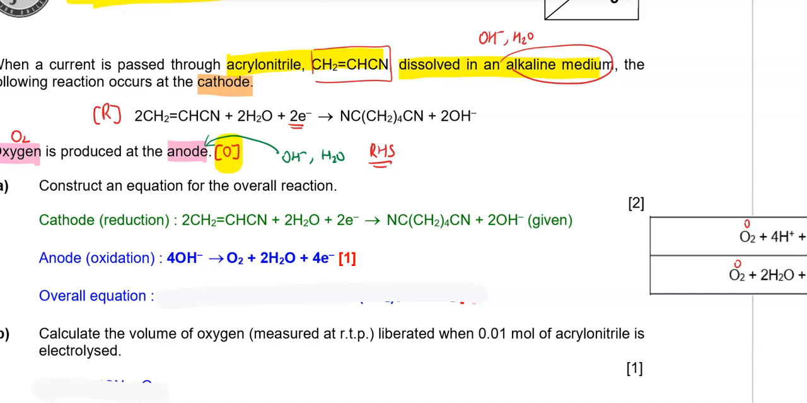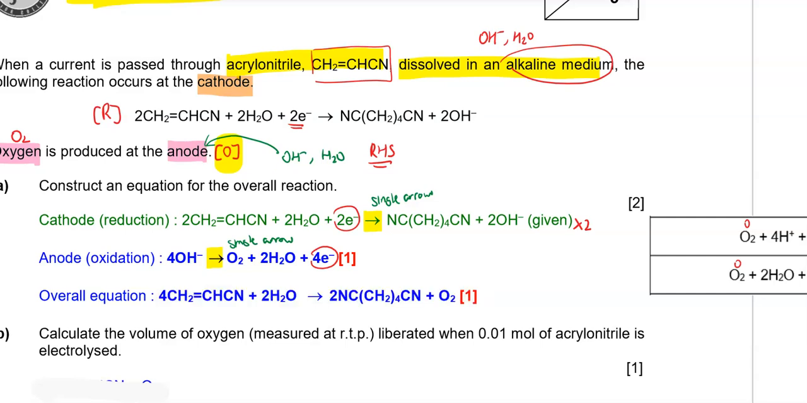Now, once we have these 2 half equations, take note again, equations are written with a single arrow because we have already determined the directions of the reaction. To come out with the overall equation, we look at the electron ratio, 2 electrons and 4 electrons. That's why I need times 2 to the cathode reaction. And then I sum the species up. You can pause the video now to check your answers.